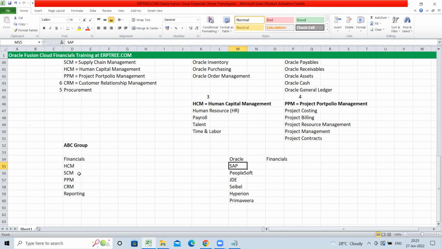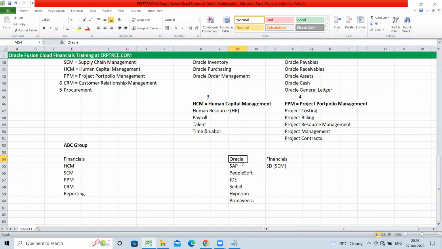And from SAP also, all these are available. Slightly, the naming convention can be different. Instead of financials, they call it FI. Instead of SCM, you see SD, sales and distribution. Instead of PPM, you see PP, and this is how CRM can be seen. This is how solutions are available in SAP with different names. But from SAP, SD is really famous, which is SCM.